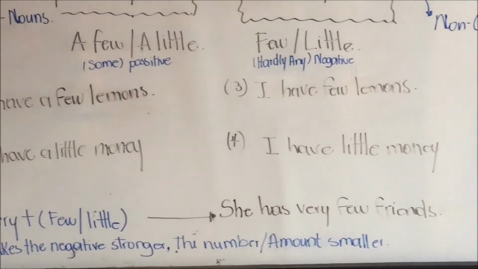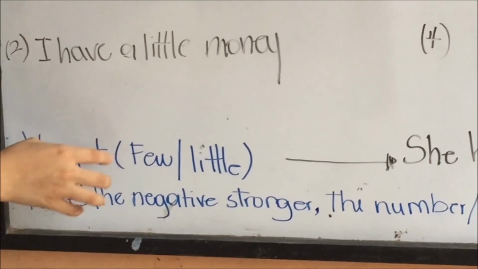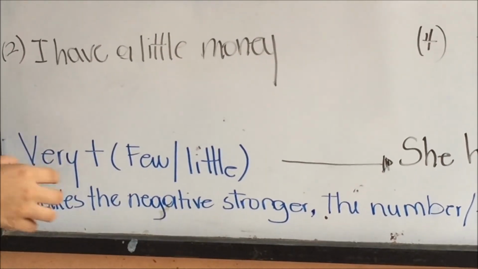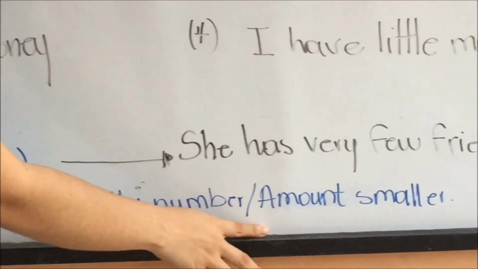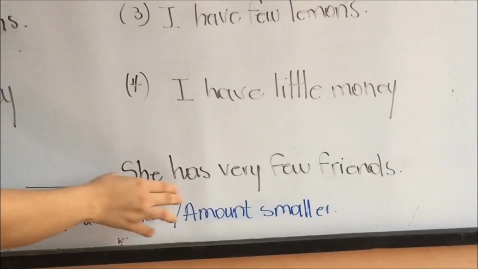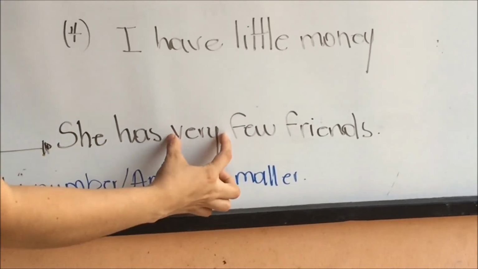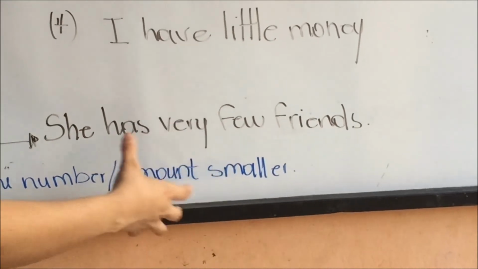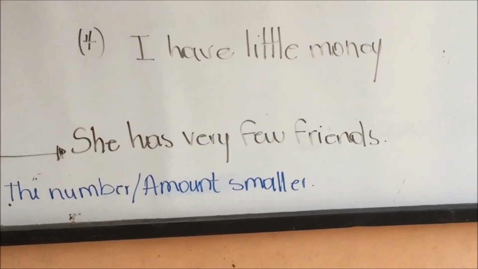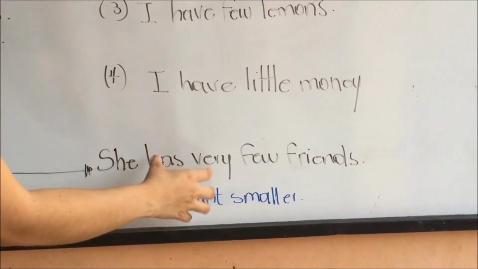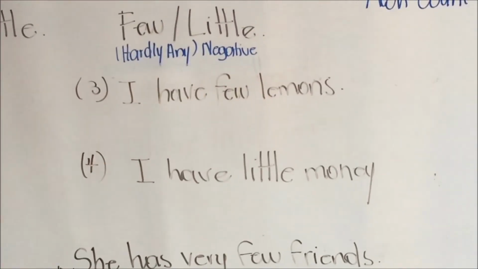And now we have very plus few, little, without the letter A. When we add it, it makes the negative stronger. The number or amount is smaller. For example, she has very few friends. Why? Very makes few stronger, like we have almost nothing. So that's what it's explaining. It makes the negative stronger, as I said, hardly any is negative.